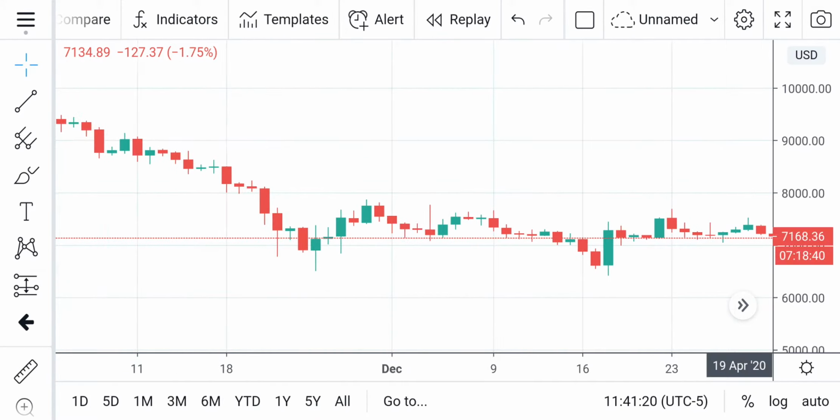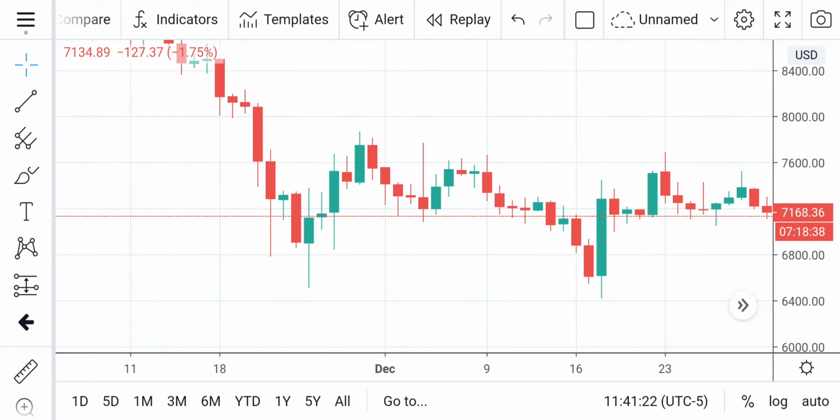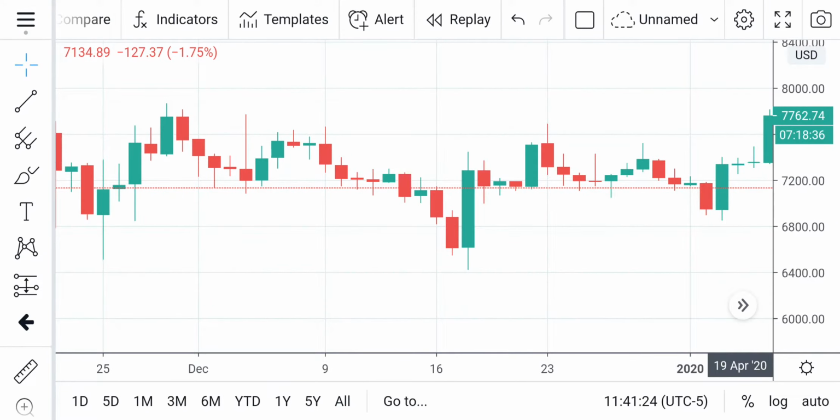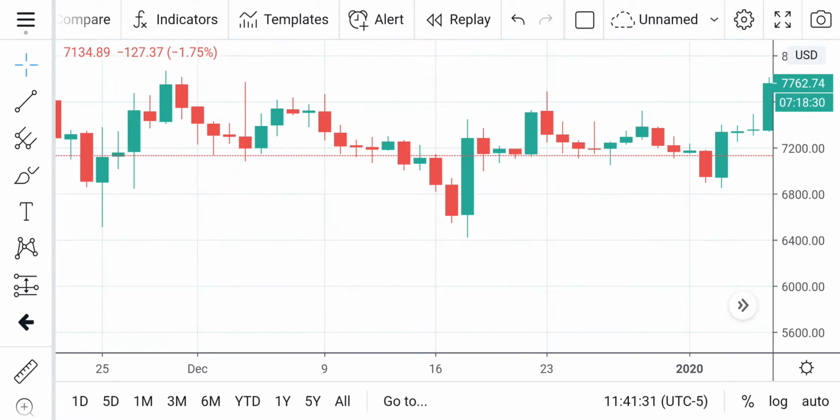Yeah, we have a bullish engulfing pattern over here. We have it over here. These two candles, the small red one and the green one, that is a bullish engulfing pattern.